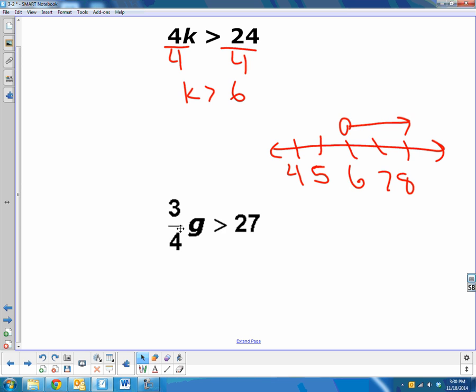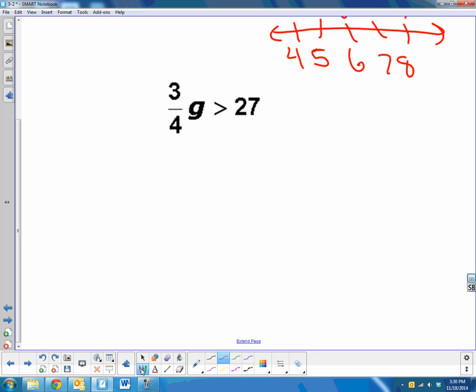Same thing with this one. Again, you should have tried this one on your own. If we are solving for g, we have both those options. We can either divide both sides by 3/4 and then take the reciprocal and multiply, or we can just multiply by 4/3 and see that 4/3 times 3/4 is 1g left over. And if I multiply those two fractions together, I should end up with 36. My mental math serves me correctly. G is greater than 36. Now I'm going to graph that.